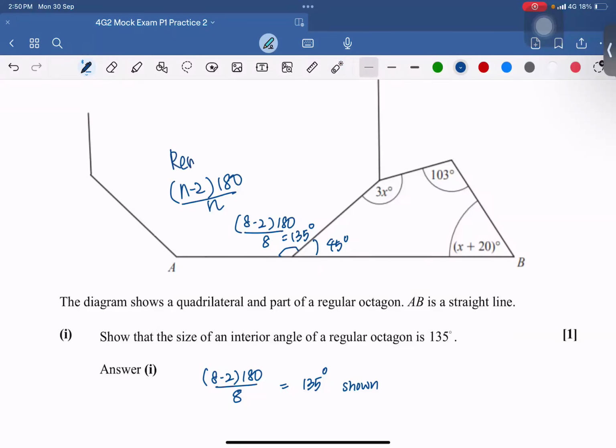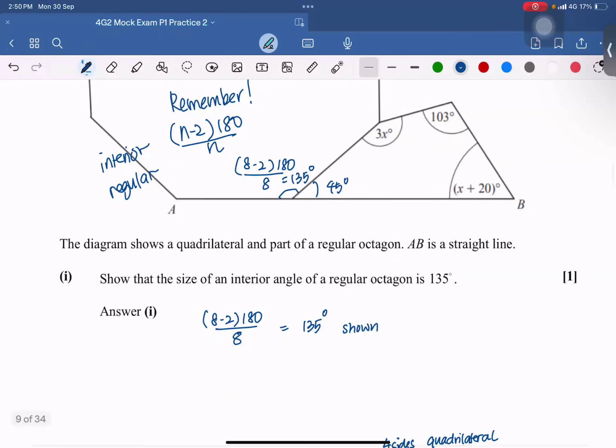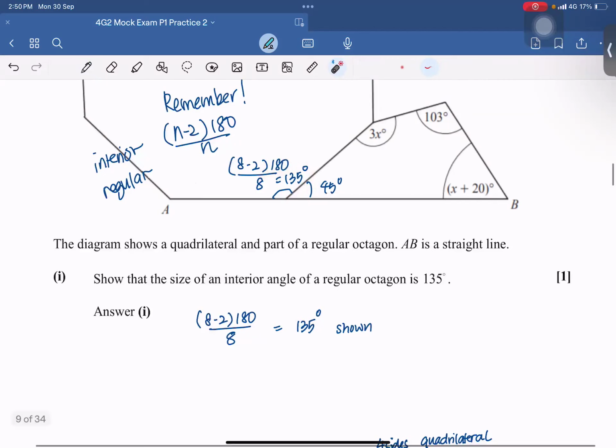Okay, remember, this is the interior angle of a regular polygon. Right, so you need the 2 keywords, interior and regular. Then you get your answer. And of course, if I know this angle is 135, I can find 45 degrees.